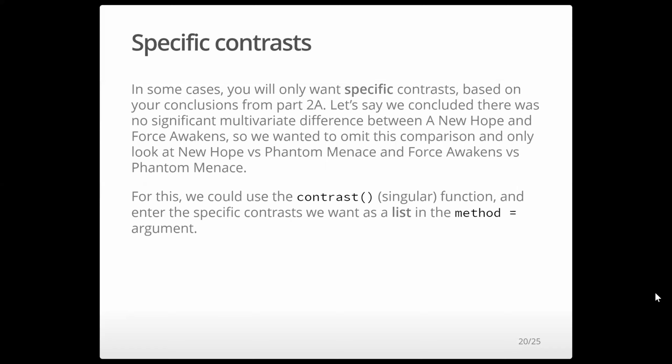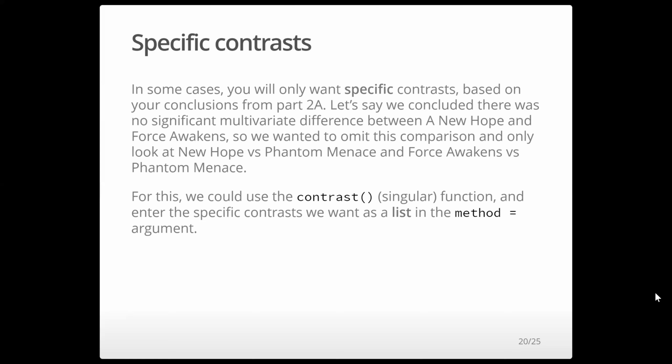So we may just want to do specific contrasts and not all pairwise contrasts, based on what we learned in 2A. So let's say we concluded instead, just hypothetically, there was no difference between A New Hope and Force Awakens in our multivariate pairwise contrast between those 2 groups. So we would then be omitting this comparison from our univariate pairwise contrast, and we'd only be looking at New Hope versus Phantom Menace and Force Awakens versus Phantom Menace, because those were still significant. But New Hope versus Force Awakens was not significant, so we'd be leaving that contrast out.